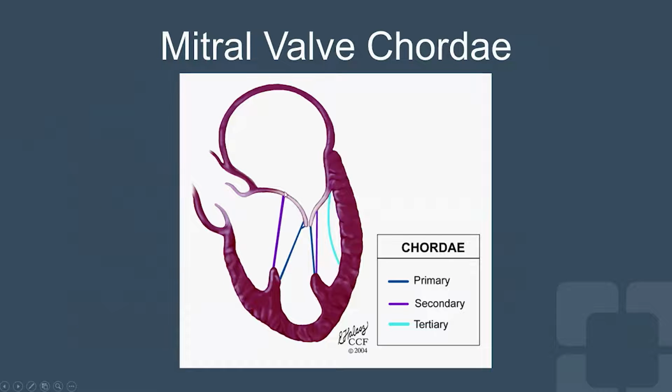So this is how the mitral valve is anatomically designed. You have a valve that separates the left atrium and the left ventricle. You have primary cords that anchor to the free edge of the leaflet, as well as secondary and tertiary cords that anchor to the base of the valve, as well as more to the annulus itself.